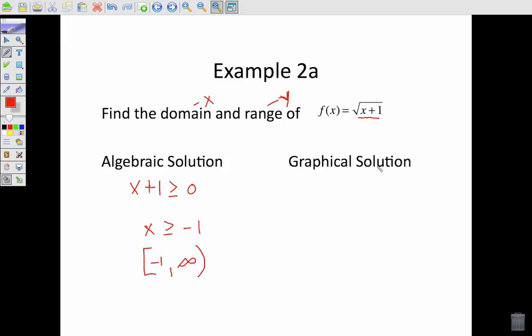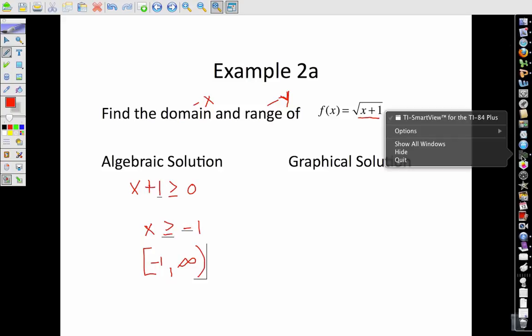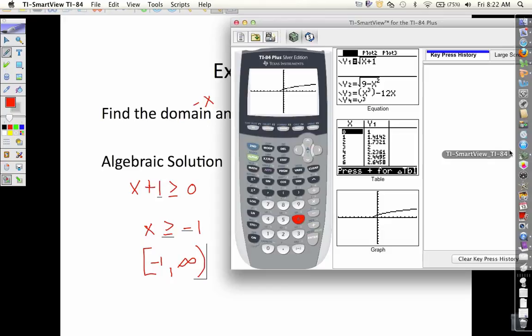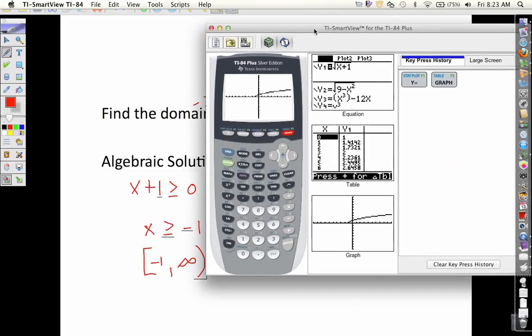Okay, now the graphical solution. What does this look like? Let's see if we can get our graph here. All right, for this lesson I've put into my y equals all of the functions that we're going to graph. So in y equals y1, go ahead and graph the square root of x plus 1. And so this is what it would look like.